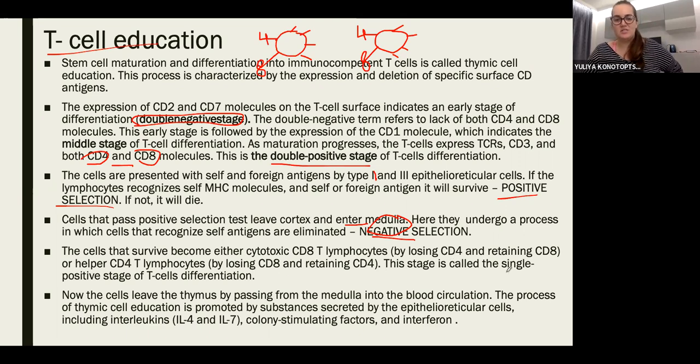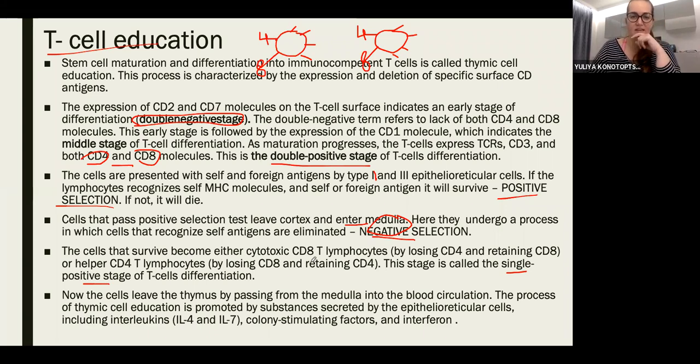The last stage, single positive stage. So what happens? Randomly, you get to decide. Do you want to keep CD4 or CD8? This process happens randomly. Your baby T lymphocytes are asked to drop one of the CDs, okay? And they choose which one they want to drop. If I drop CD8, I have CD4, so I'm T helper. If I drop CD4, I have CD8, so I'm cytotoxic. So this is the overview. I hope it was clear. Watch it in the video again.